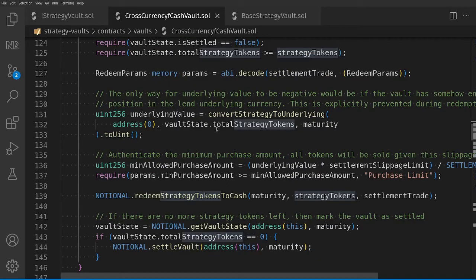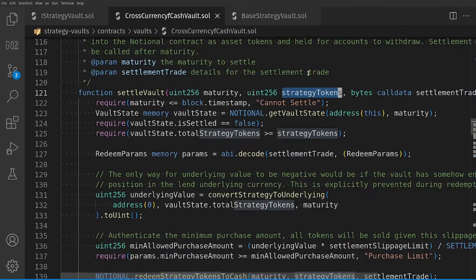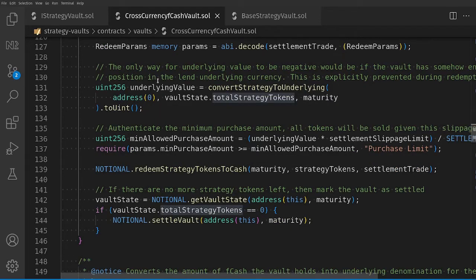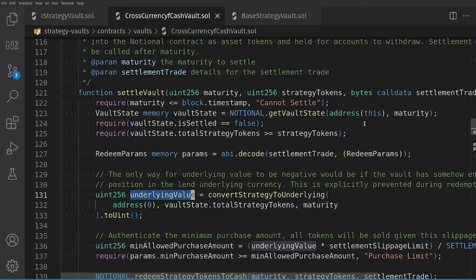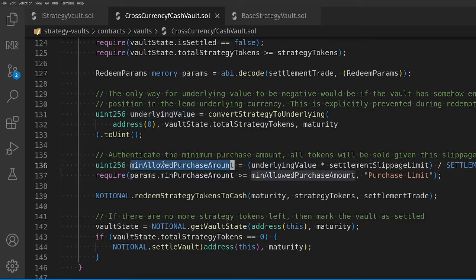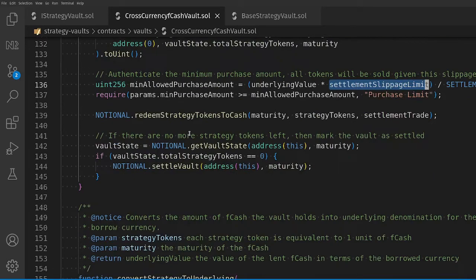But in this particular example, generally speaking, the value passed in here is likely going to be the total strategy tokens because we can sell it all in one go. And so we will do that. We will get the value, since we're post maturity here. We're going to convert the tokens to their underlying value, and then we are going to calculate the minimum purchase amount that we're allowed to have, and that's based on some slippage limit that's preset in the vault.